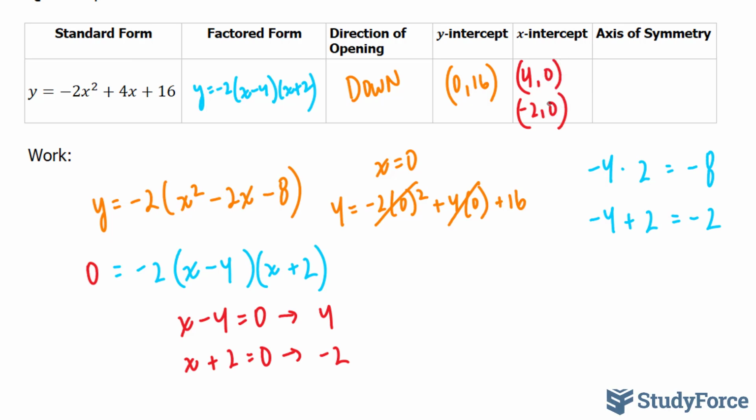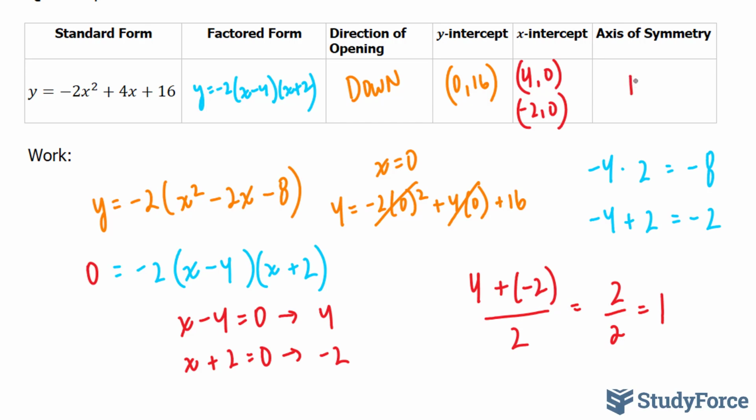Our last step is to find the axis of symmetry. And to do that, what we have to do is find the middle point between 4 and negative 2. To find the middle point, you will take the average of these 2 numbers. So 4 plus negative 2 divided by 2. 4 plus negative 2 gives us positive 2 divided by 2 is equal to 1. So the axis of symmetry is at 1.